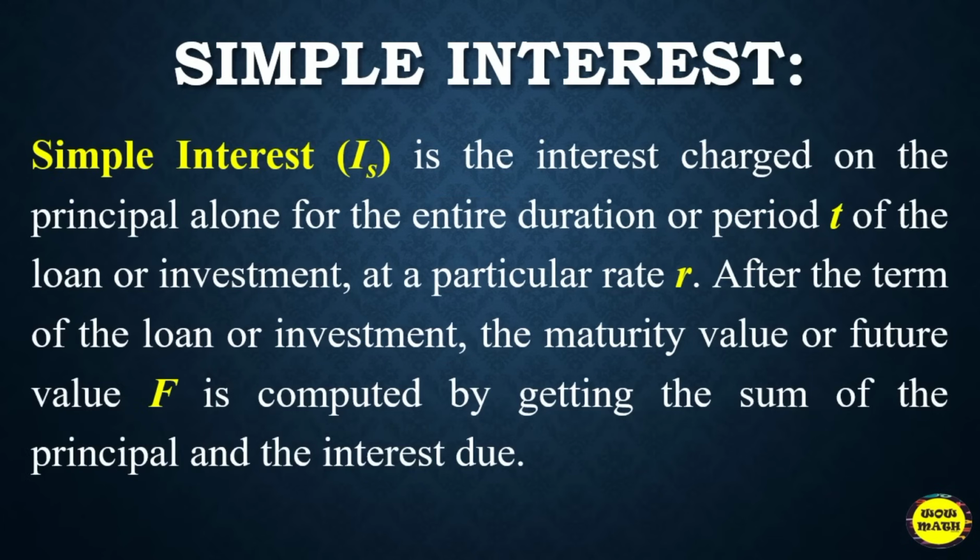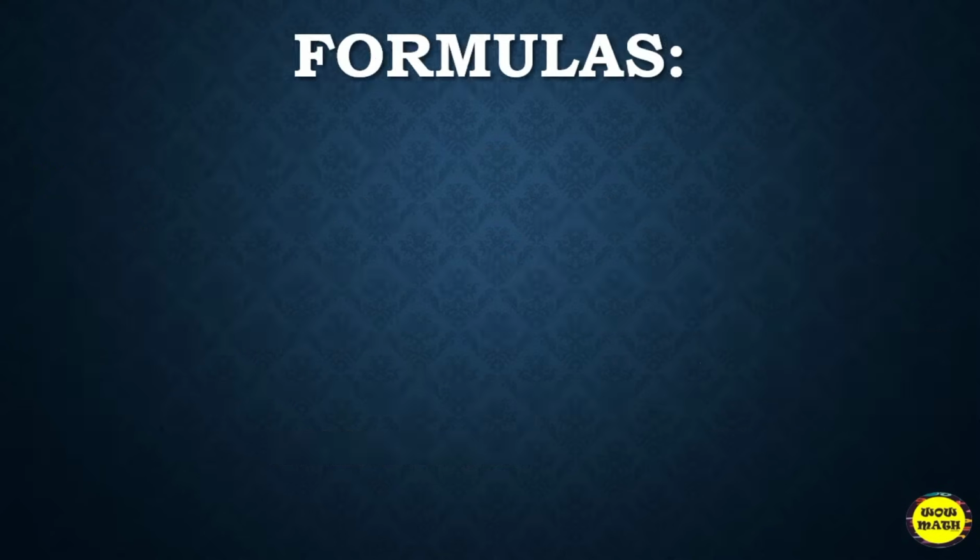So simple interest is the interest charged on the principal alone for the entire duration of period, denoted as T, of the loan or investment at a particular rate denoted as R. After the term of the loan or investment, the maturity value or future value is computed by getting the sum of the principal and the interest due.